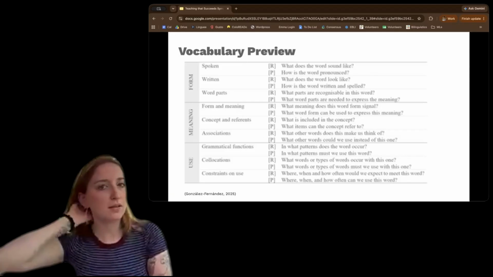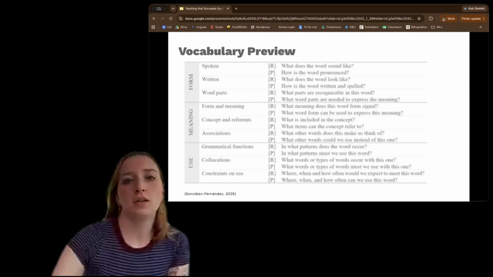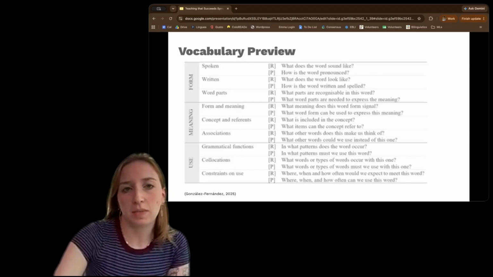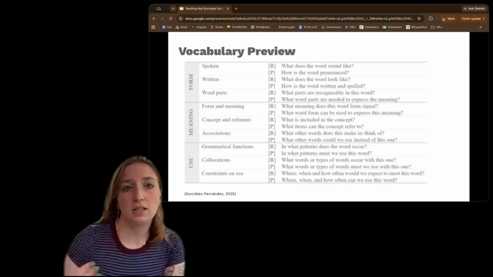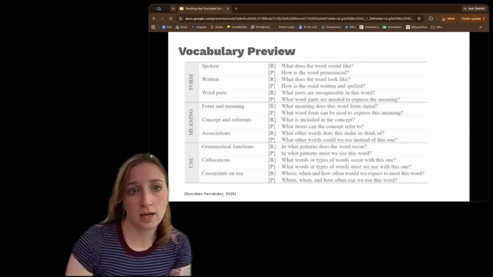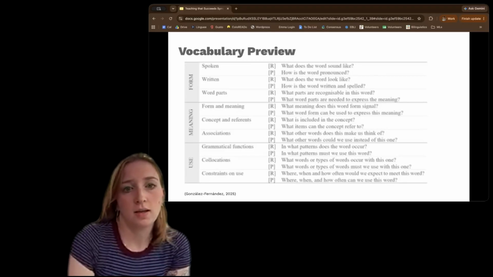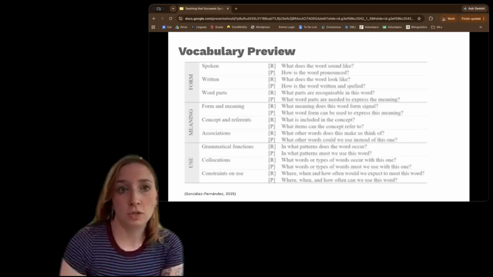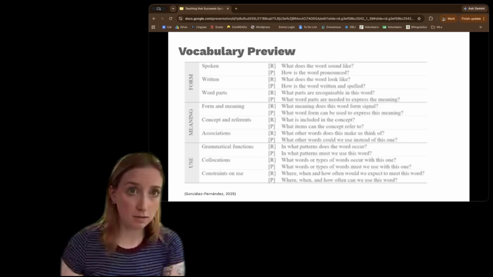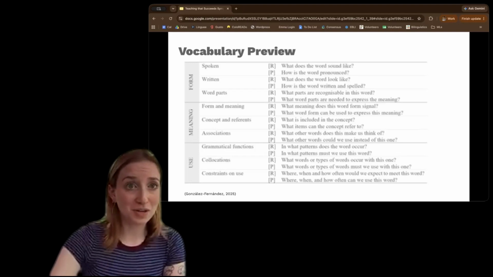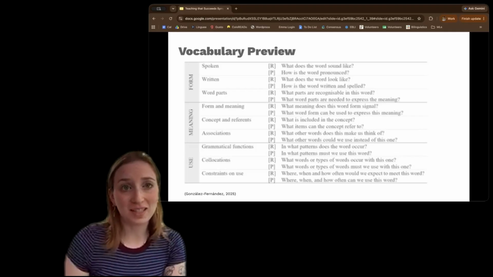What does the word sound like? How is it pronounced? What does it look like? How is it written and spelled, and so on. And then we get into the more nuanced areas, such as the associations of the word, the use of the word. And I would not recommend using all of these questions or thinking about all of these. You need to think about the kids in front of you.